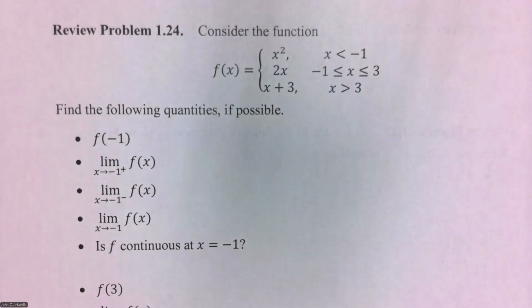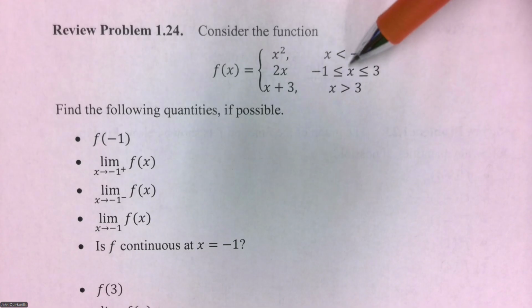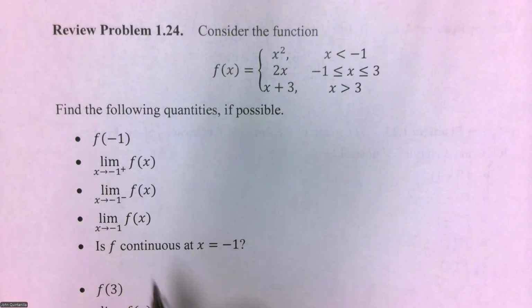And for this problem, we are given this piecewise defined function that f of x is equal to x squared if x is less than -1, 2x if x is between -1 and 3, including both endpoints, and x plus 3 if x is greater than 3. And the question is to find the following quantities. So we'll take these one group at a time.